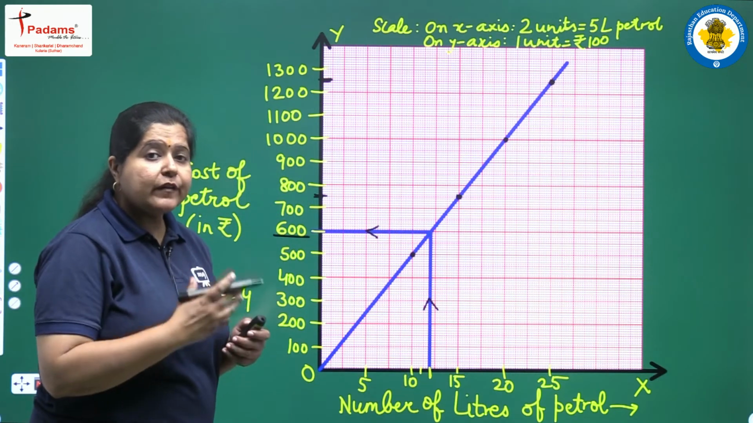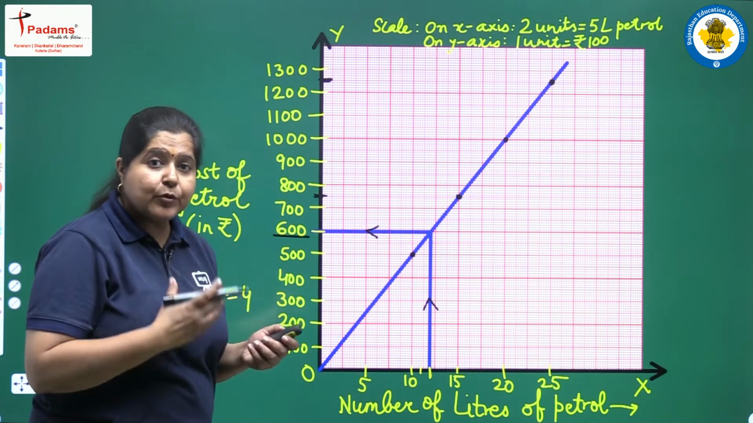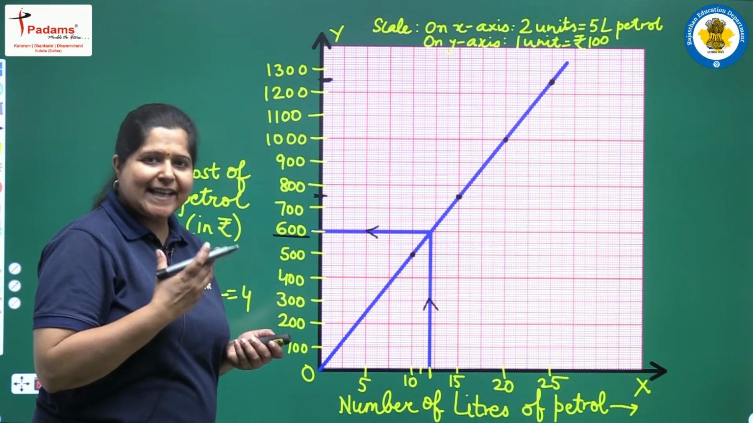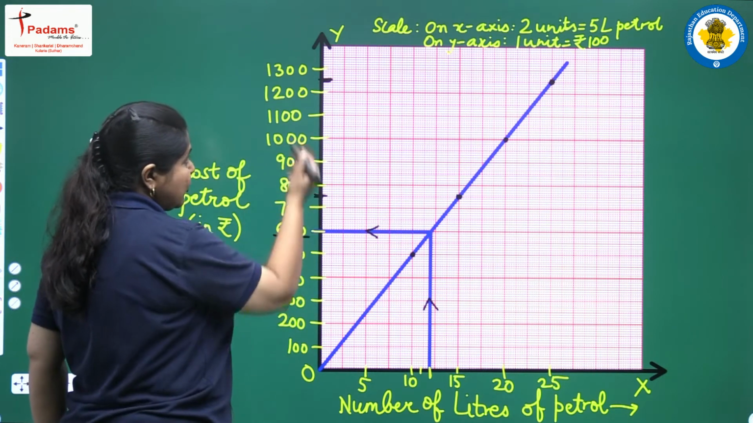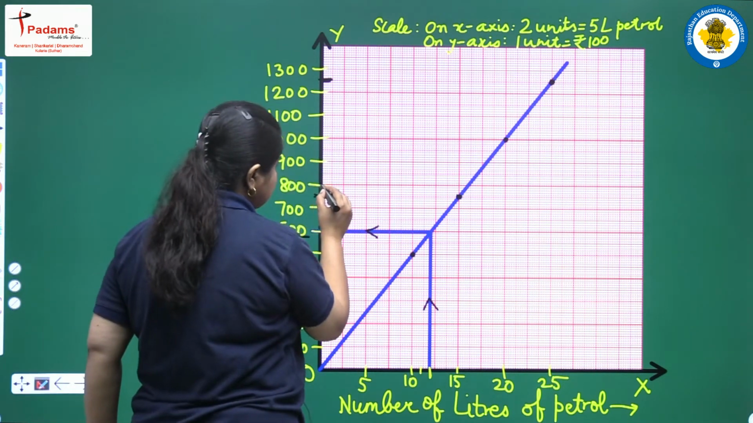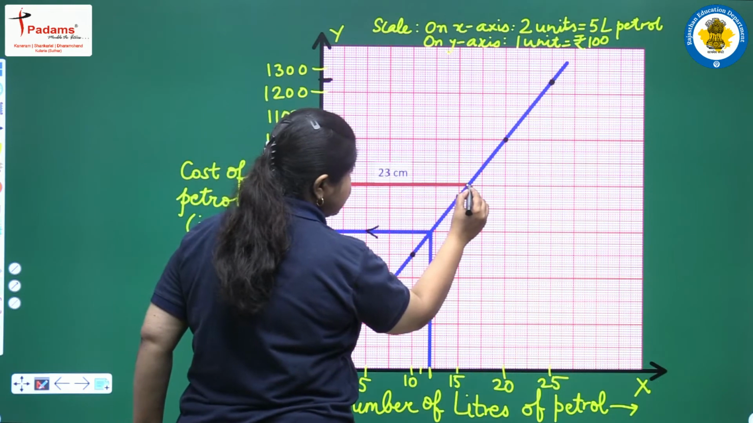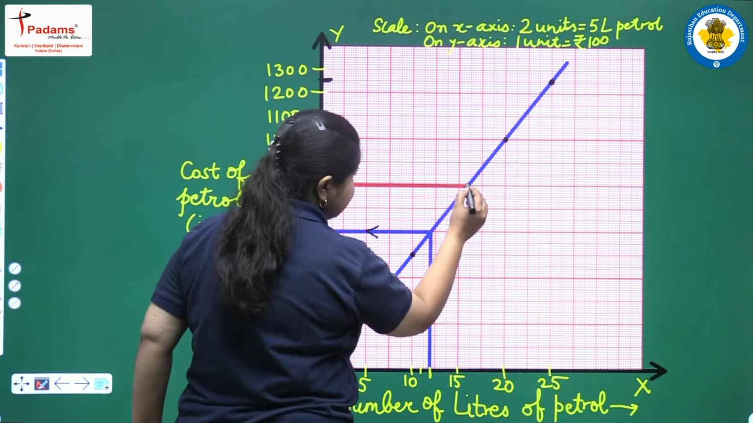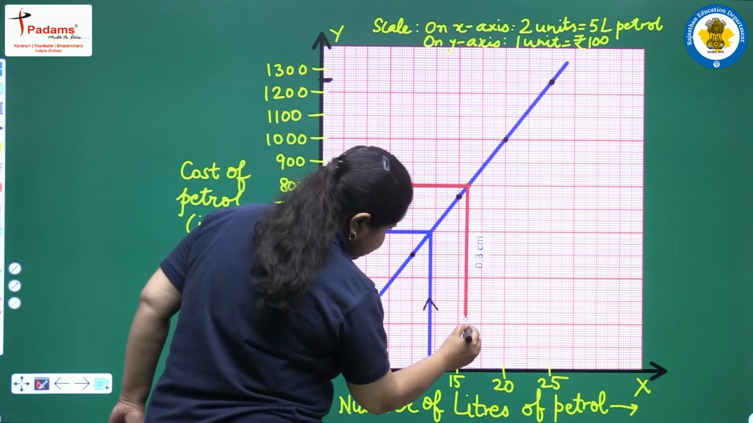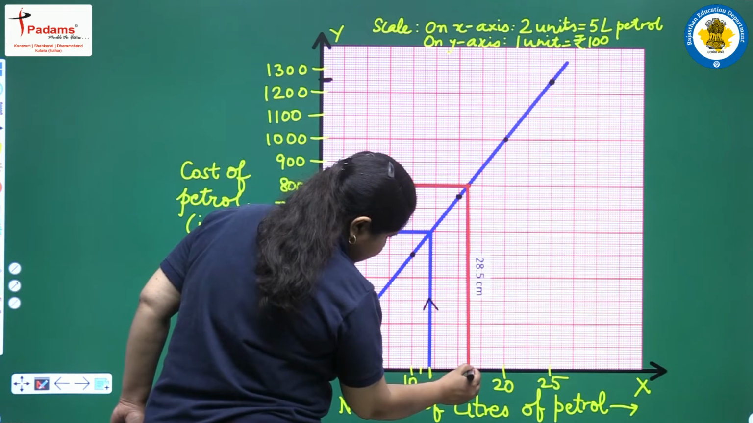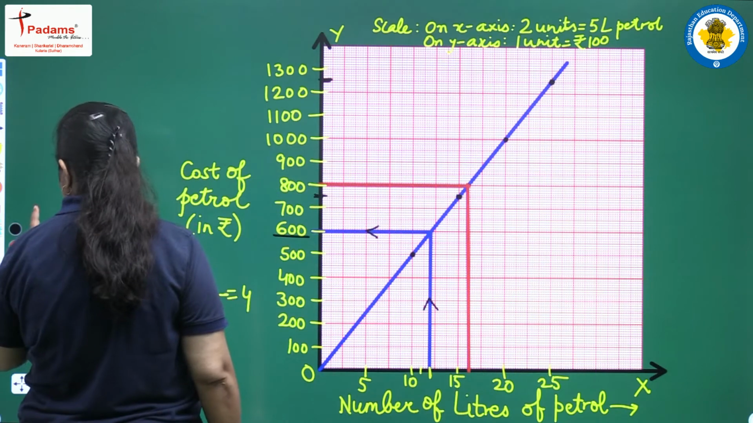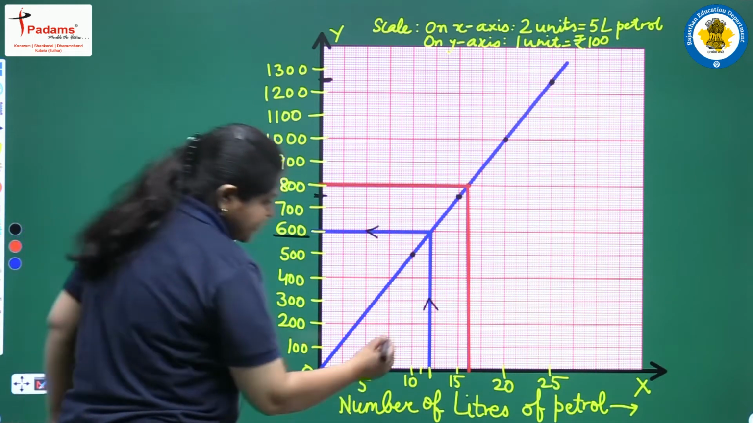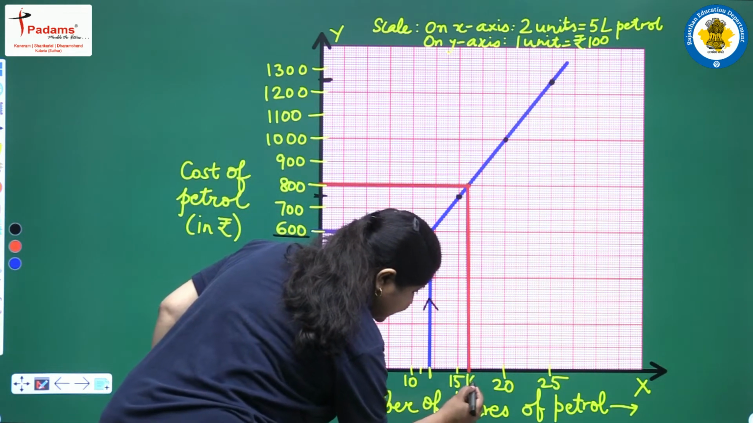Similarly, suppose now we want to know how many liters of petrol will be filled for say rupees 800. For this we move towards this point, rupees 800 here on the y-axis, and now if we move horizontally to the graph and then if we move here vertically downwards, what do we see? We get this point and this point is relating to the quantity of petrol 16 liters.